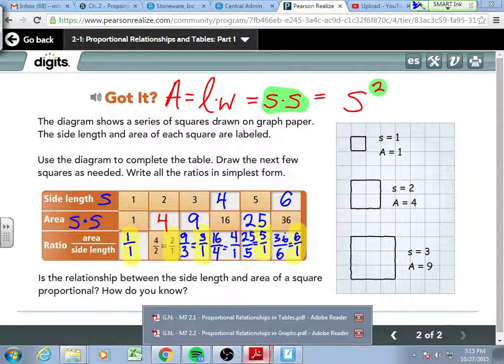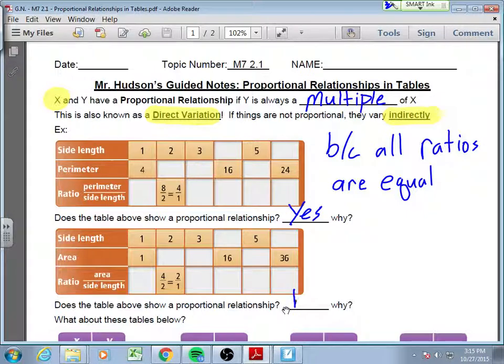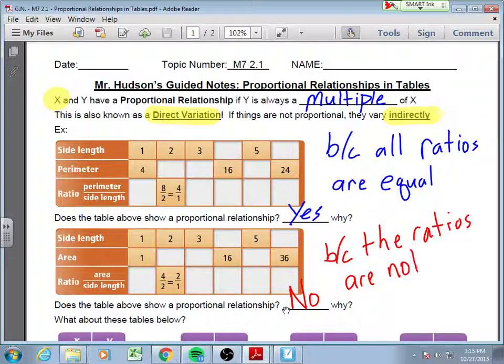So on your notes here, you want to put that no, they are not proportional because the ratios are different. Or because the ratios are not equal. Because all ratios are not equal. Oh, that's cool. We start writing at the same time.